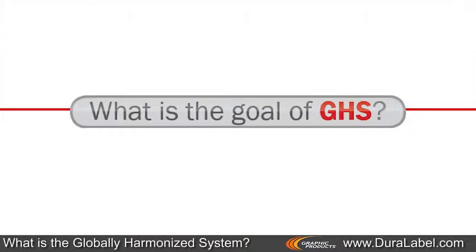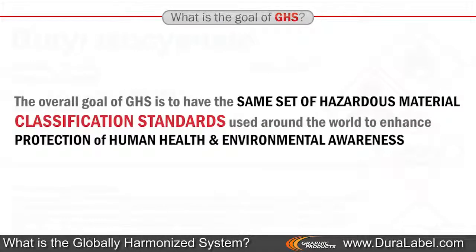What is the goal of GHS? The overall goal of GHS is to have the same set of hazardous material classification standards used around the world to enhance protection of human health and environmental awareness.